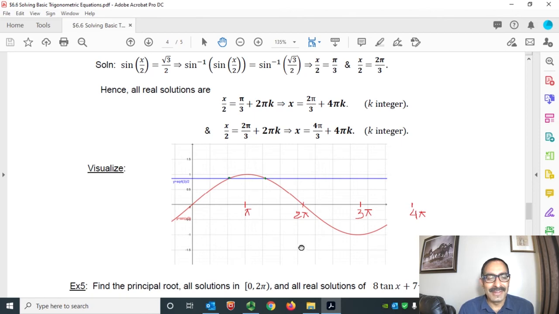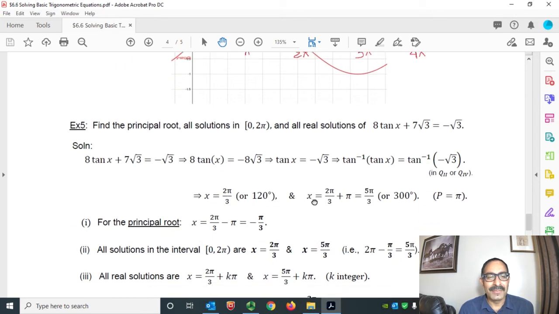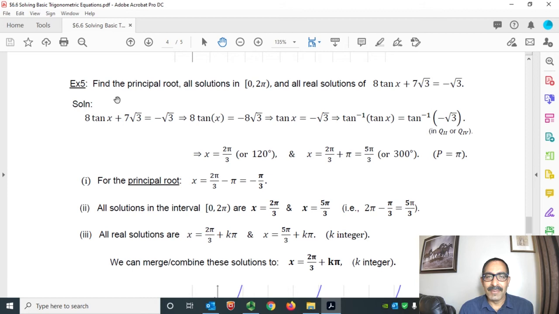Now let's move on. Example 5. In example 5, let's find the principal root, the root in interval 0 to pi, and all real solutions of these trigonometric equations. The trigonometric equation given to us is 8 tan x plus 7 times radical 3 equals minus radical 3. Let's begin the solutions. So first, write down this trigonometric equation.